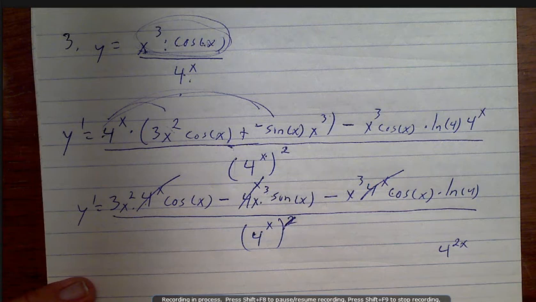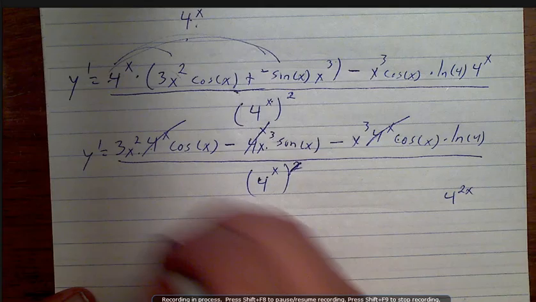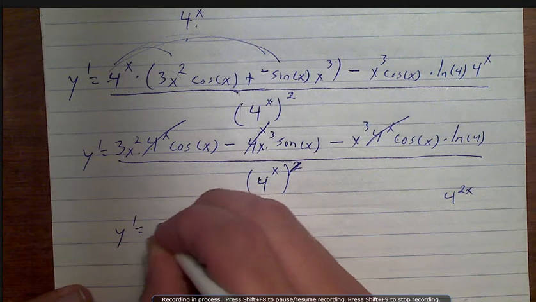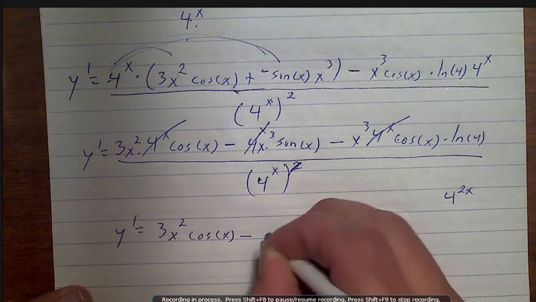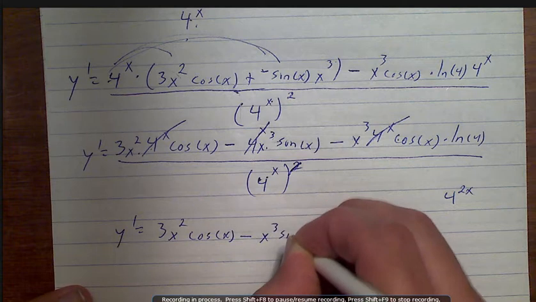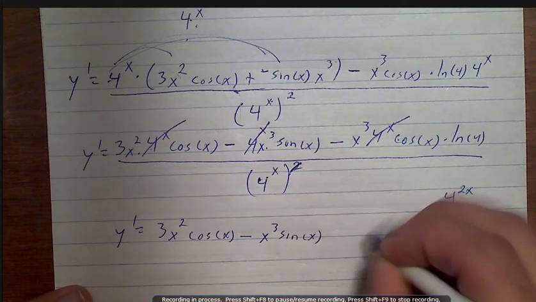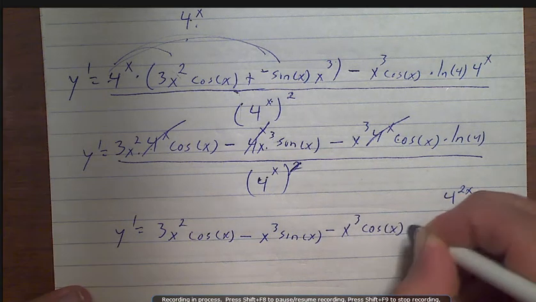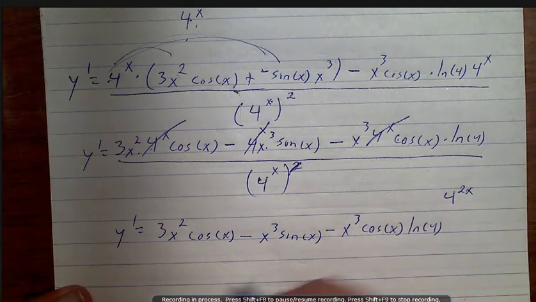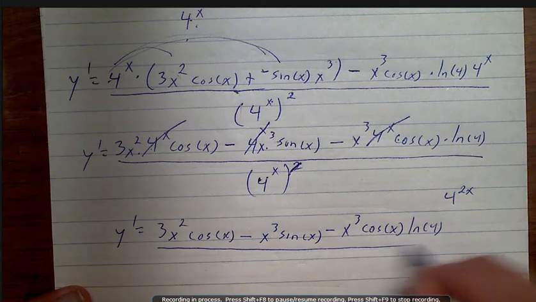So my derivative is going to be 3x squared cosine of x minus x cubed sine of x minus x cubed cosine of x natural log of 4 over just one 4 to the x power.